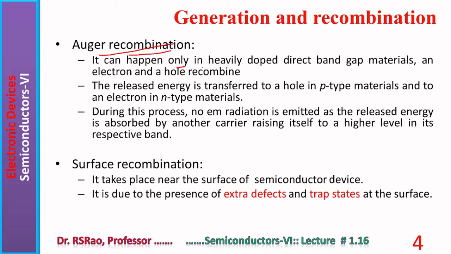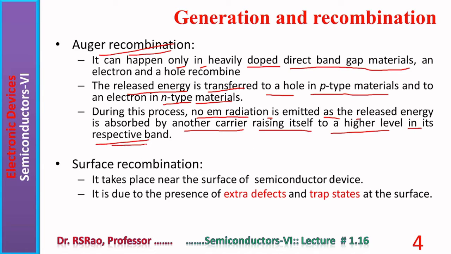It can happen only in heavily doped direct bandgap materials, and during recombination, the released energy is transferred to a hole in p-type materials and to an electron in n-type materials. During this process, no EM radiation is emitted, as the released energy is absorbed by another carrier, raising itself to a higher level in its respective band.